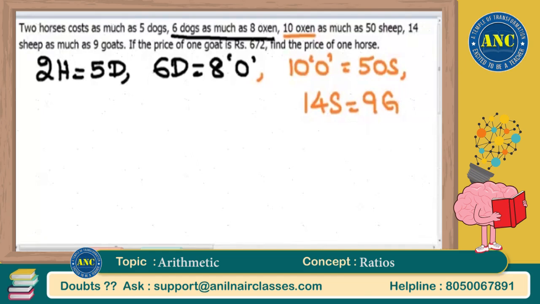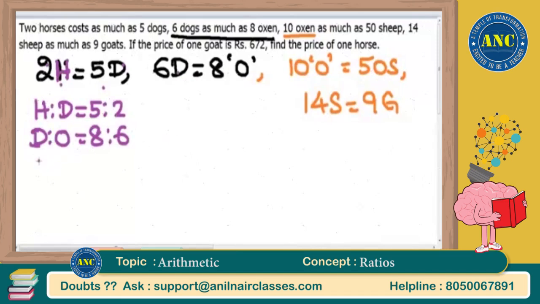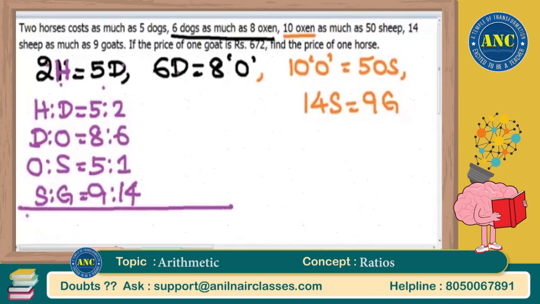Now see here, very easy again. 2 horse is equal to 5 dogs. Horse and dog ratio, dog shifted to the right hand side, this shifted to the left hand side. It is 5:2. 6 dogs is 8 oxen. Dog and oxen ratio is 8:6. 10 oxen is 50 sheep. Oxen to sheep ratio is 50:10 or 5:1. 14 sheep is 9 goat. That means sheep and goat ratio is 9:14. Over. Your answer, simplify by using compound ratio.